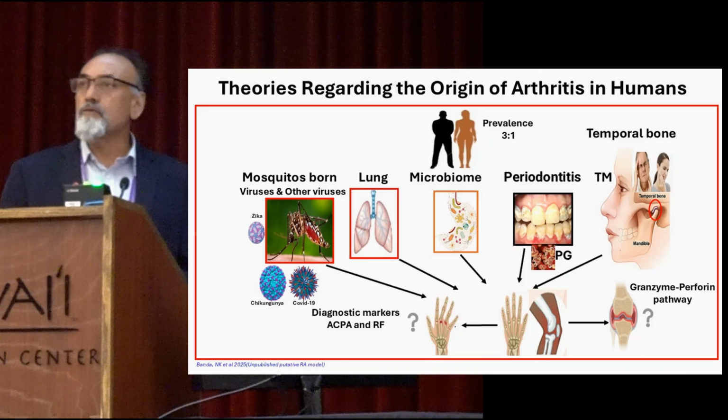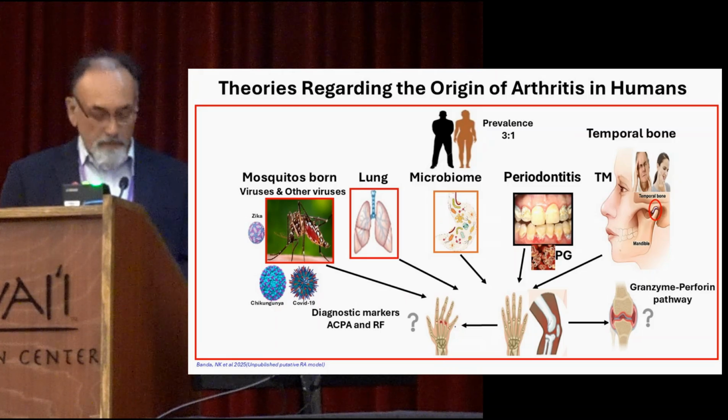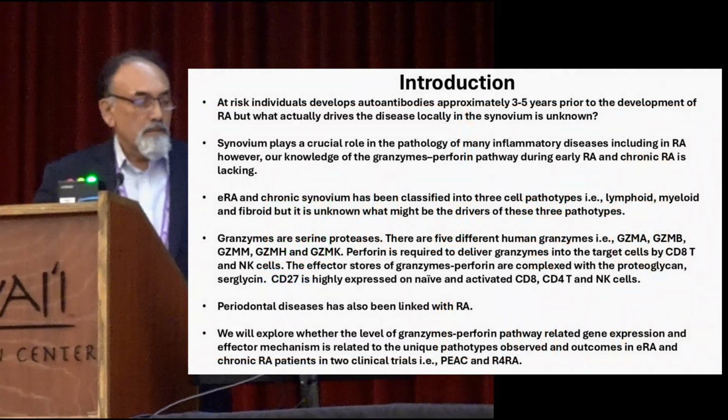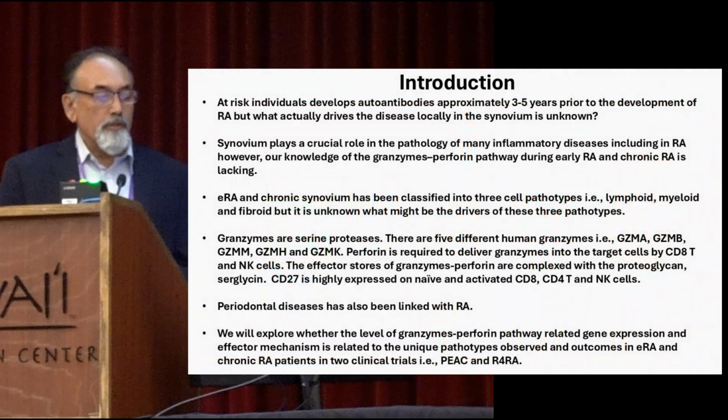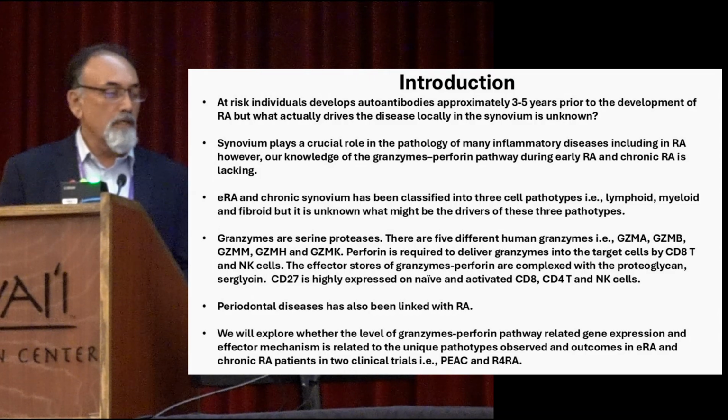This disease is diagnosed by the presence of anti-CCP or ACPA antibodies and also rheumatoid factors. My major focus here is on the granzyme-perforin pathway-related genes. At-risk individuals or early RA individuals develop autoantibodies approximately 3 to 5 years prior to the development of RA, but what actually drives the disease locally in the synovium is unknown.